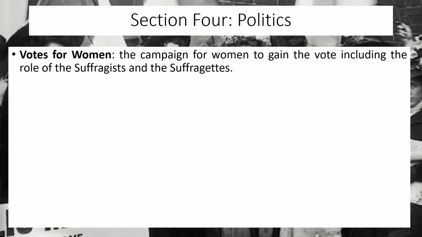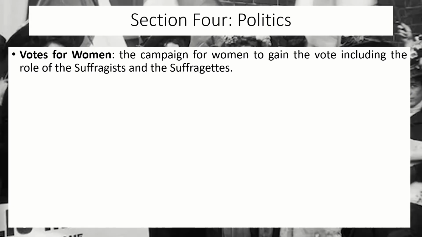And the last thing we look at, section 4, is politics. So that's how the political landscape changed due to the war or during the war. And the first and probably the most important thing is votes for women. So we look at the campaign for gaining women the suffrage, and suffrage is just another word for gaining the vote. That began prior to the war, and the effectiveness of these campaigns and the various different methods that were used. So obviously looking at the suffragists and how successful they were.